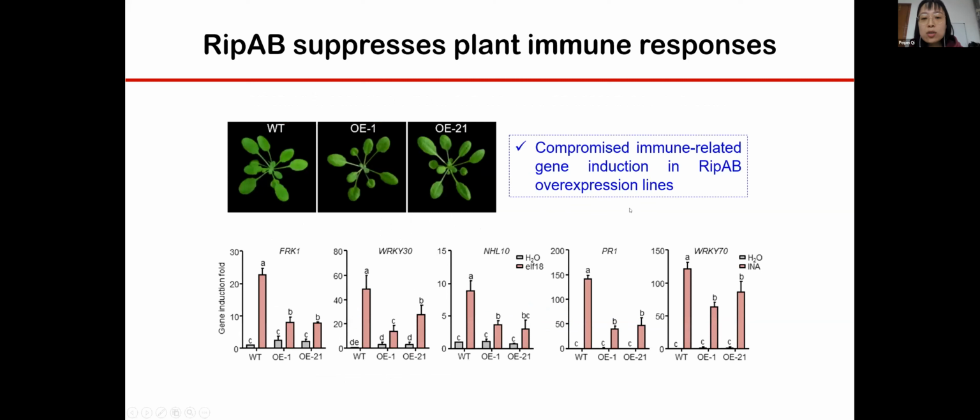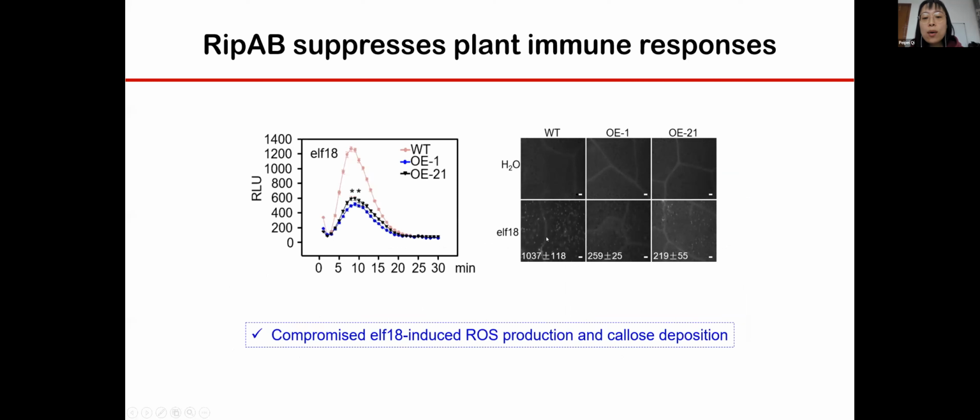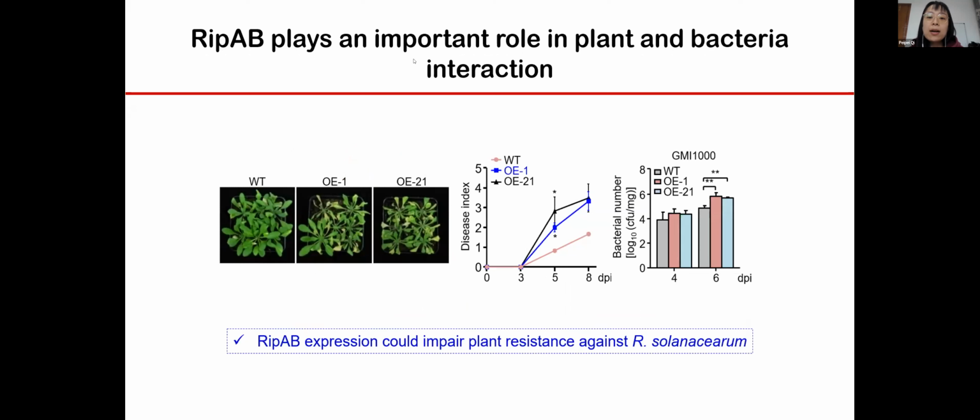So next, we constructed RipAB overexpression plants. And consistent with the transient assay results, we found the immune marker gene induction was significantly decreased in RipAB overexpression plants. And the ROS burst as well as callose deposition induced by flg22 were also compromised in RipAB transgenic plants. So these results confirmed that RipAB could suppress plant immune responses.